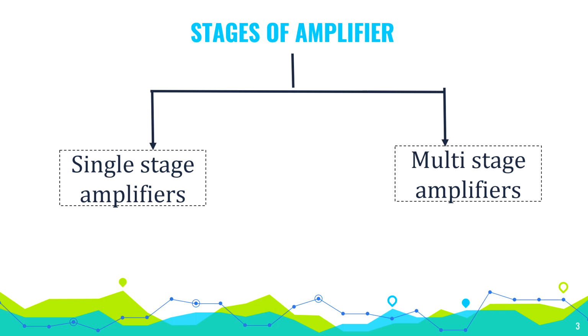And how are they connected? The output of first BJT is connected to the input of next BJT, and the output of second BJT is connected to the third one, and so on. So these are mainly the classification of amplifiers into two types. We are going to study a single stage amplifier, more specifically a single stage common emitter amplifier.